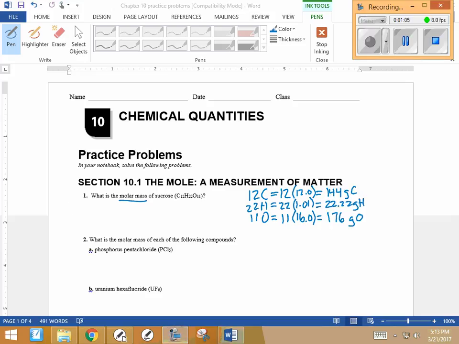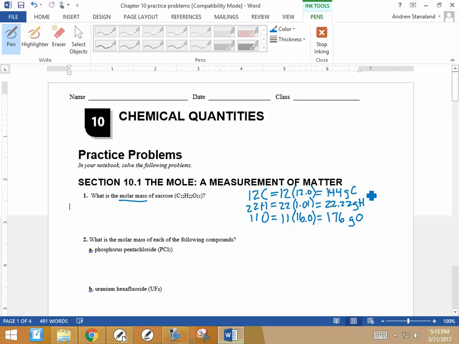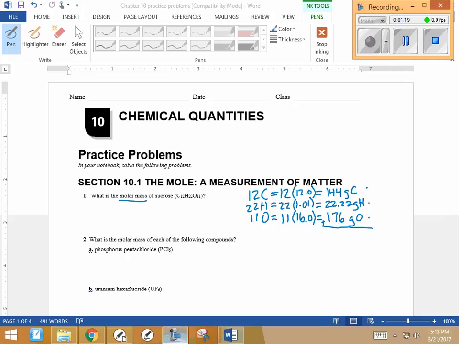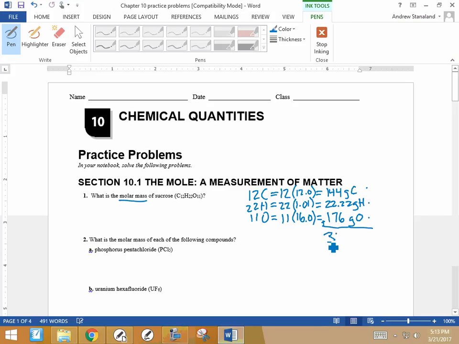Now we calculate the molar mass, as I've done here, for carbon, hydrogen, and oxygen according to the formula for sucrose. Next, we add all those molar masses together. And we get 342 grams of sucrose, C12H22O11.